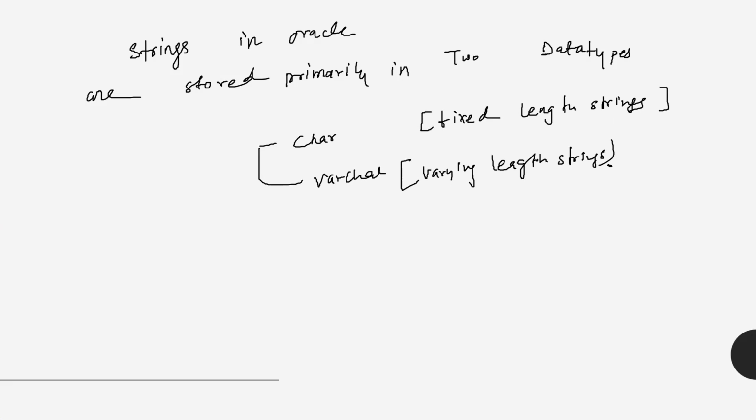They're stored primarily in two data types, char and varchar. Char is fixed length strings and varchar is varying length strings.